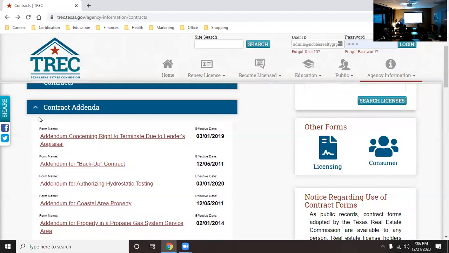What is the effective date? This date right here, the effective date, is when that form has been promulgated. When the broker lawyer committee said, this is what we offer, and TREC says we accept it, once it goes into effect, that's the date that form has gone into effect. Yes, sir. That makes sense.